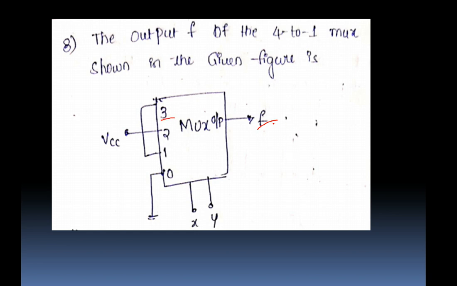Here we need to write the output expression f. f equals x bar y bar, and the 0 line is connected to ground, that's why x bar y bar into 0. The second combination is 0 1, that is x bar y into VCC. VCC means logic high, that is 1. So x bar y into 1. The next combination is 2, that is x y bar, 1 0, so x y bar into 1. The next combination is 3, where both x and y are 1 1, so x y into 1.